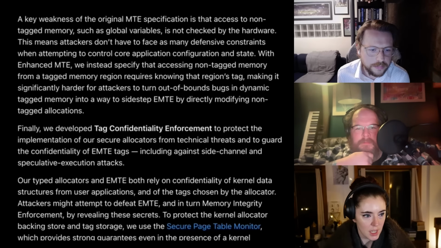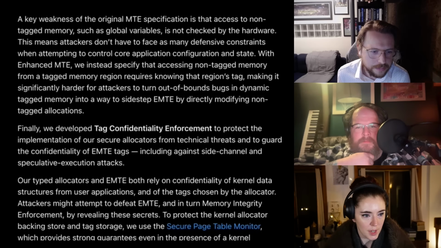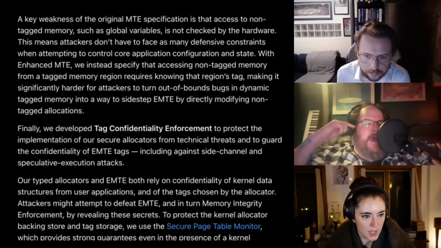Weakness of original MTE: access to non-tag memory, global variables not checked by hardware. This is nice for attackers. Yep, I don't get this. There's a thing I don't get about this.